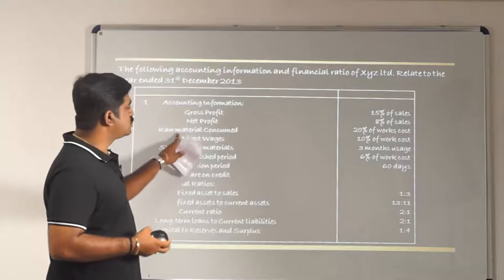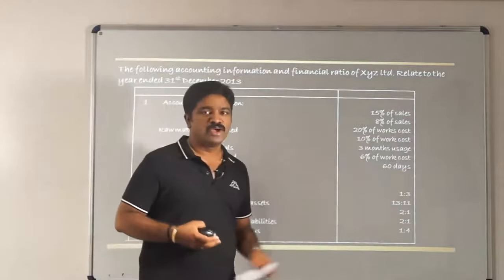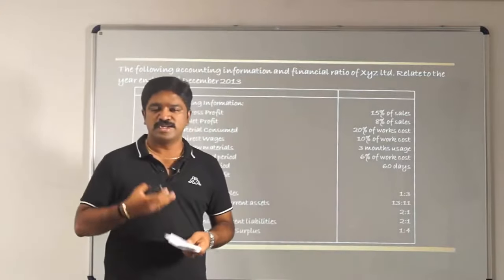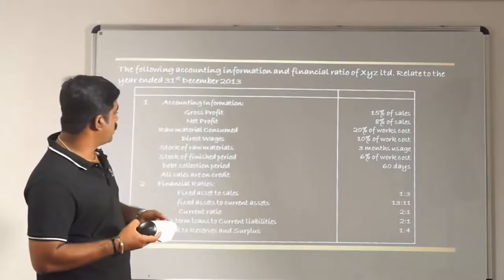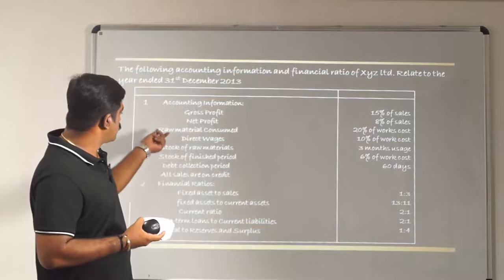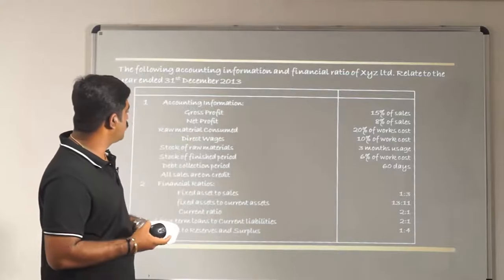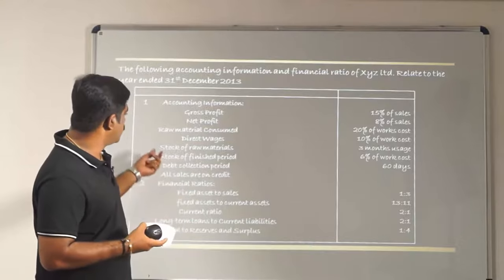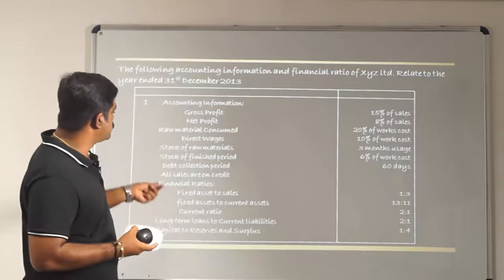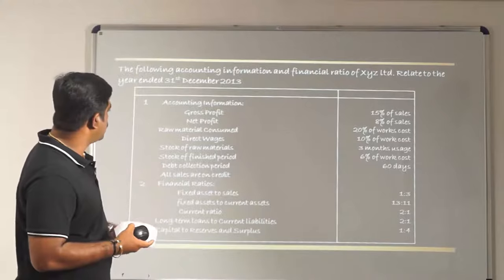Then raw material consumed is 20% of works cost. You should know what is your works cost. That is, works cost is nothing but sales minus your prime cost. So what is the prime cost that you have to find out? Raw material consumed is 20% of works cost. Direct wages is 10% of works cost. Then you have stock of raw material of 3 months usage, stock of finished period, and so on.